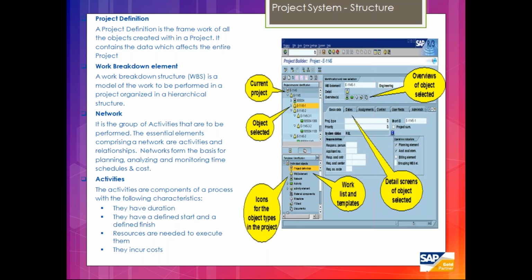Then we have networks and network activities. Networks are basically used when you want further levels of planning, maybe scheduling, maybe cost, maybe resources, maybe travel expenses. For that reason, we go with networks and network activities. We have 4 different types of network activities. I'll explain in the next slide.